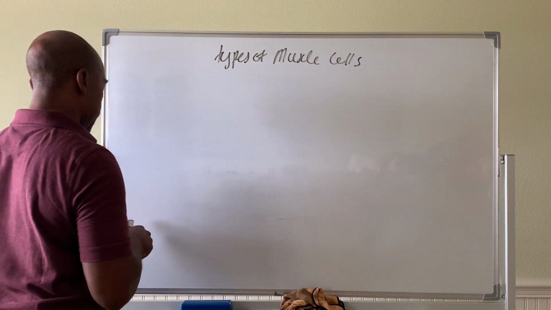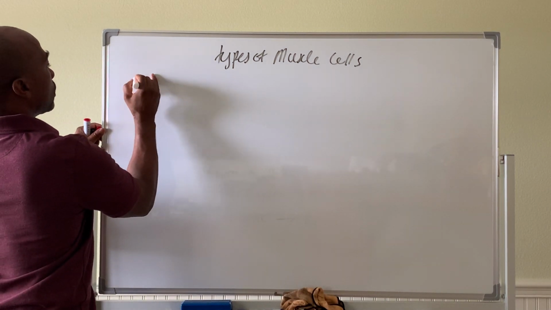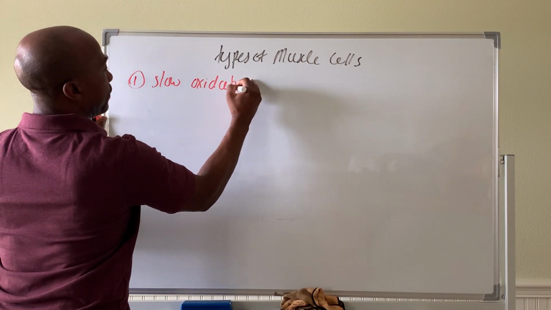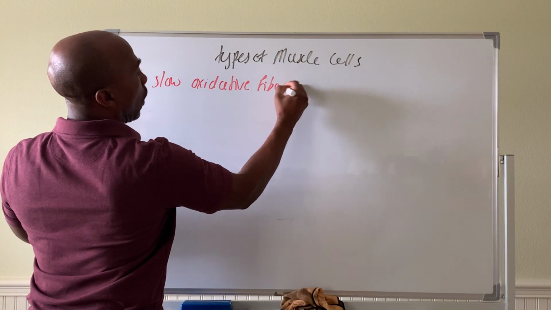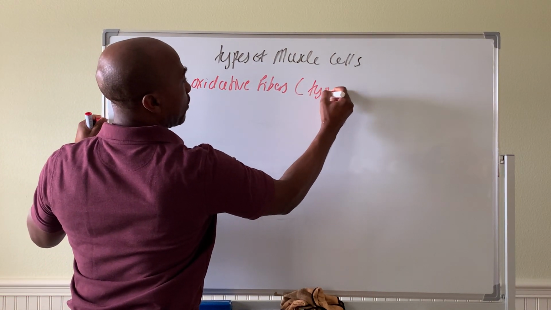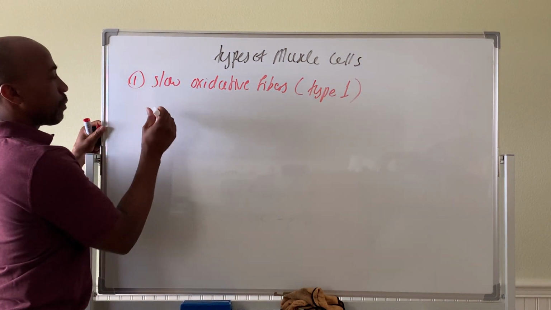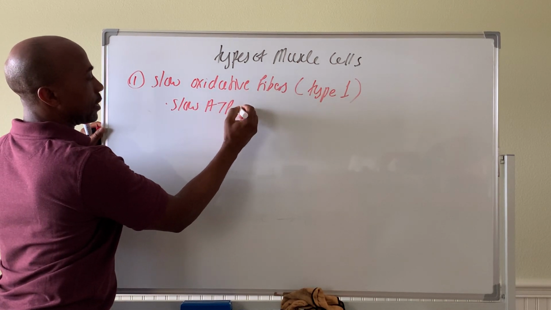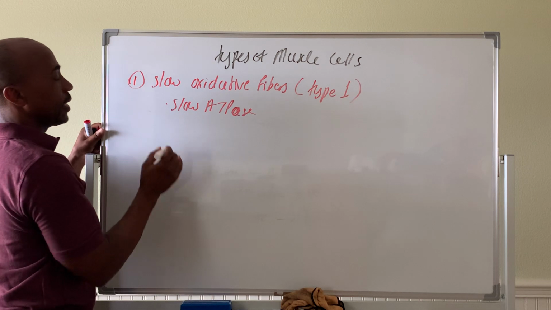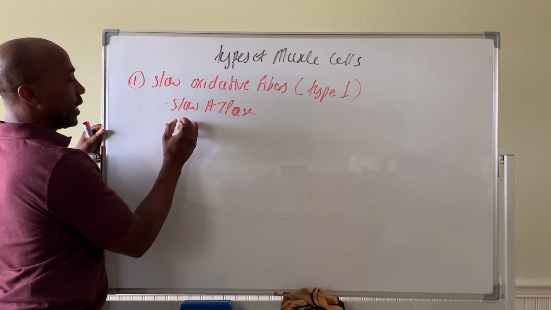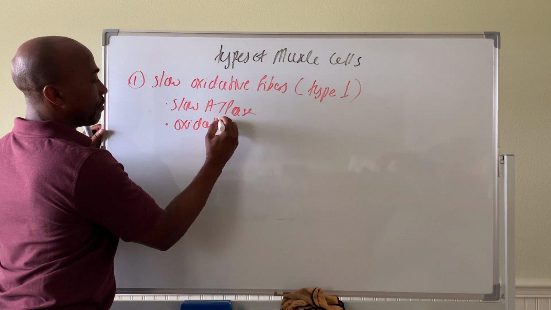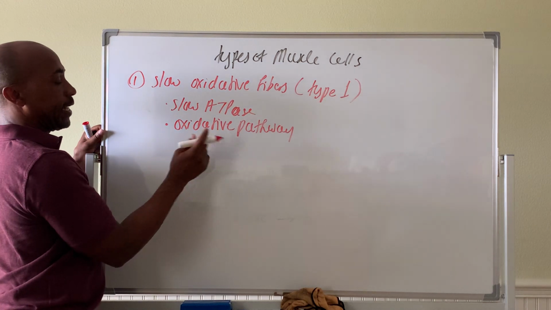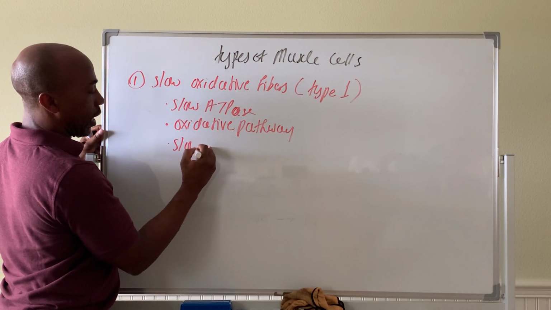So we have what's called slow oxidative fibers, also called your type 1 fibers. These cells will have slow ATPase, which means they will not be ready for sprinting, but they make ATP the oxidative way. So oxidative pathway to ATP. Because they have a lot of ATP being made, they are slow to fatigue.